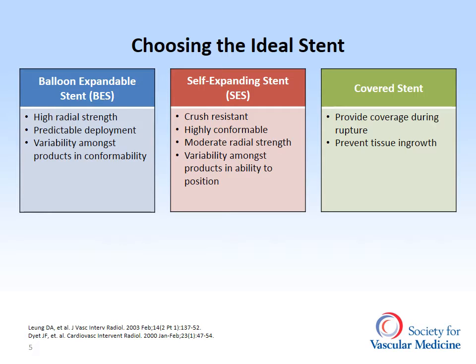When choosing the ideal stent, there are several available options. Balloon expandable stents have high radial strength and predictable deployment. However, there is variability amongst products in conformability. Self-expanding stents are crush resistant, highly conformable, and have moderate radial strength. However, there is variability amongst products in ability to position.